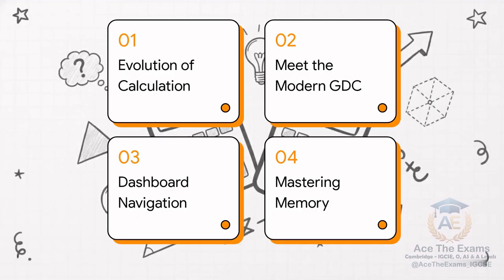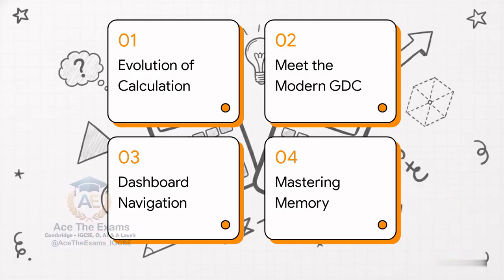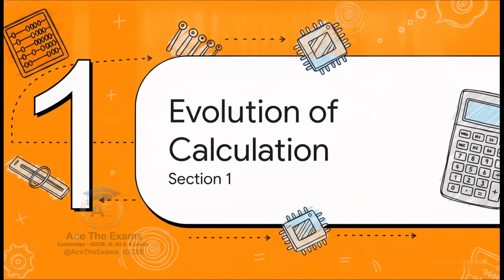So, here is our roadmap for today's session. First, we'll quickly look at the evolution of calculation. Second, we'll meet the modern GDC. Third, we are going deep into navigating your dashboard. And finally, Section 4, the absolute game changer, mastering memory channels. Let's start right at the beginning. Section 1, the evolution of calculation.